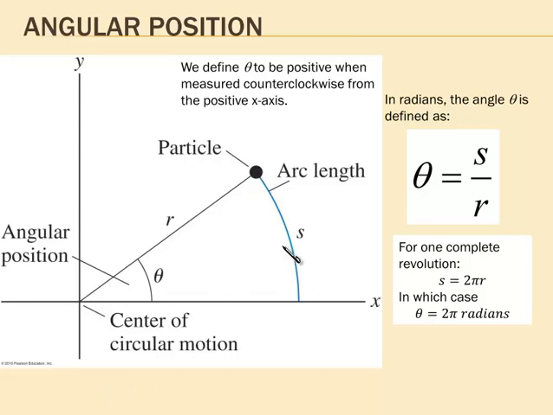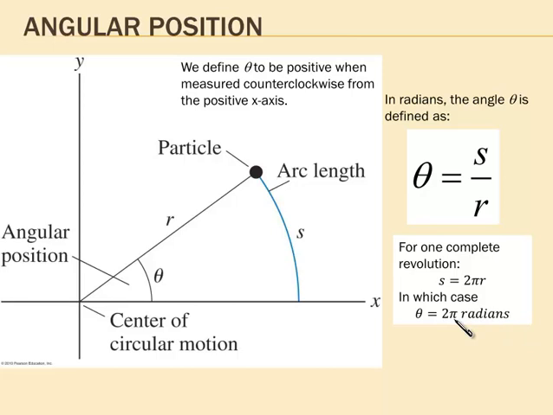Now, you know that for one complete revolution, the arc is the circumference, and so the circumference of a circle is 2 pi r. So S would be 2 pi r, which means then that you would have 2 pi r divided by r, which would give you 2 pi. And so then a complete revolution corresponds with an angle of 2 pi radians. In other words, 360 degrees is the equivalent of 2 pi radians. Notice the unit per se is the radian, not pi.